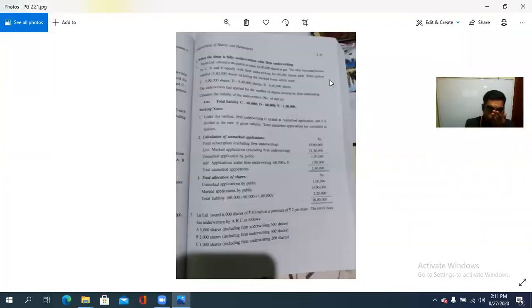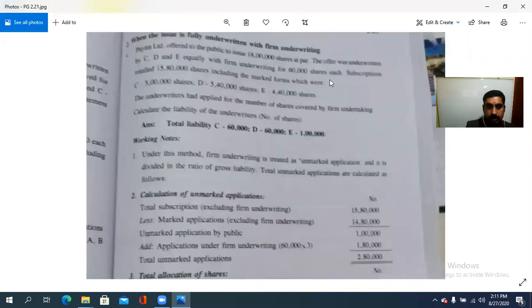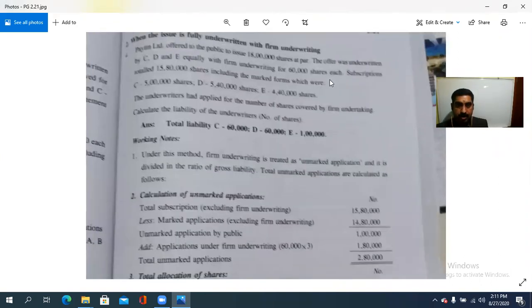Yes. When the issue is fully underwritten with the firm underwriting, this is the question. Paytm Limited offered to the public to issue 18 lakh shares at par. The offer was underwritten by C, D and E equally with the firm underwriting of 60,000. So 60,000 shares each for C, D and E. That is the firm underwriting. Total 1,80,000 is the firm underwriting.